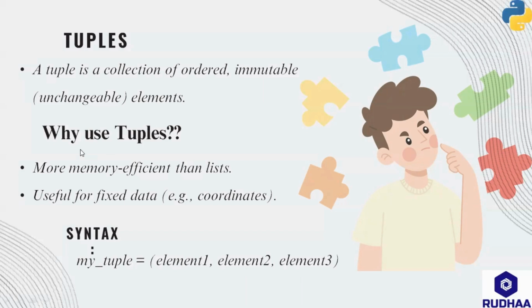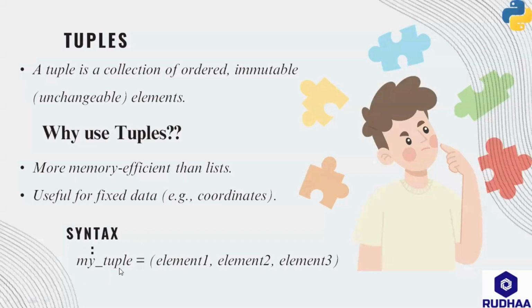So why use tuples? It is more memory efficient than lists, and useful for fixed data. If we are not going to change any data, in those cases we can use tuples. Other things are similar to the list, only the change is mutable and immutable. Lists are mutable and tuples are immutable. Other than this, everything else is the same for lists and tuples.